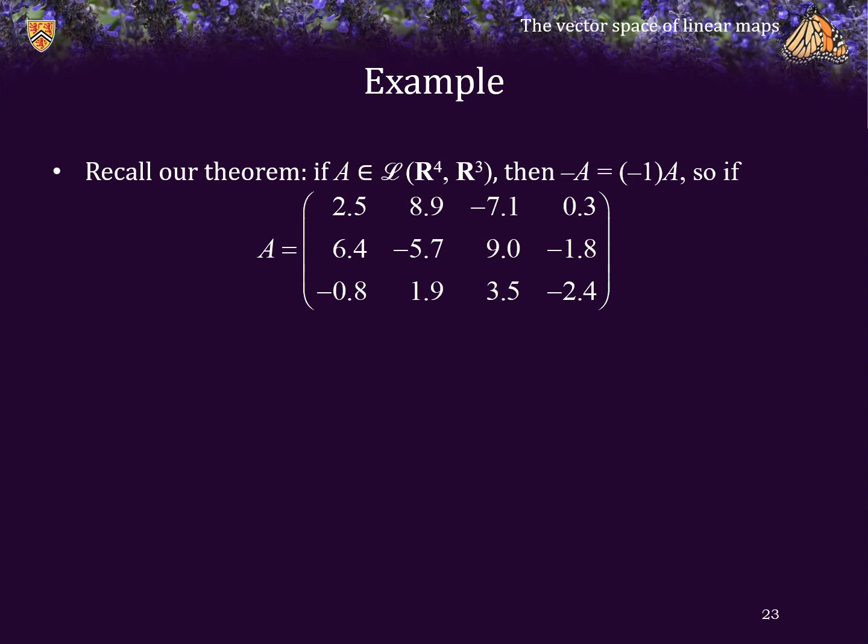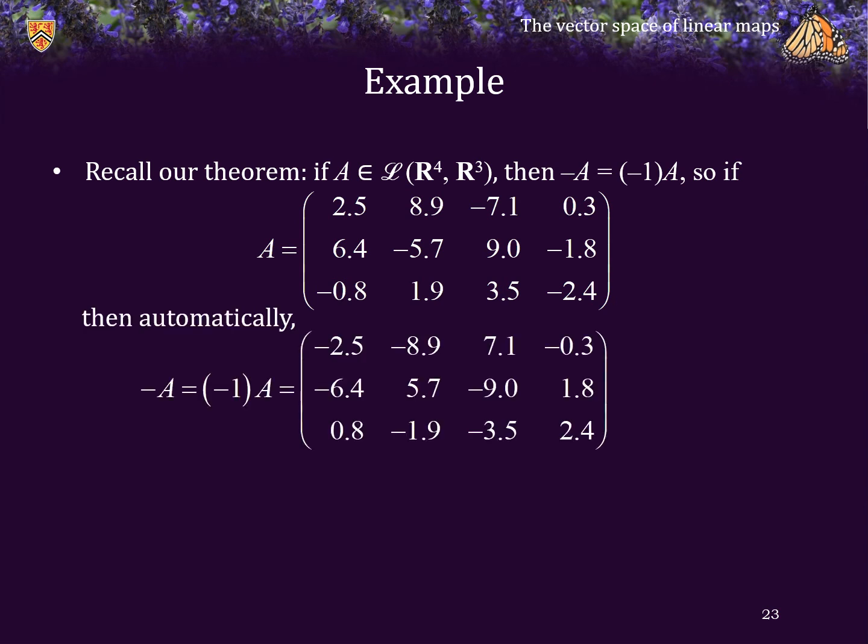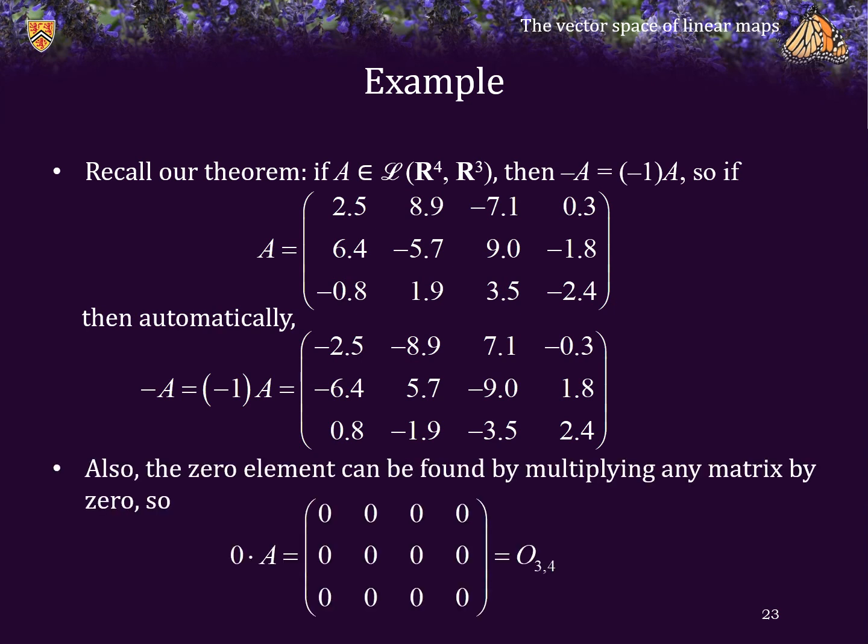Now, recall, if A is a linear map from R4 onto R3, then the additive inverse of A is simply -1 times A. So if this is A, then its additive inverse is simply every entry in that matrix multiplied by -1. Also, the zero element can be found by multiplying any matrix in this space of linear maps by 0, and so we do see that 0 times the matrix A is indeed the 3x4 zero map.